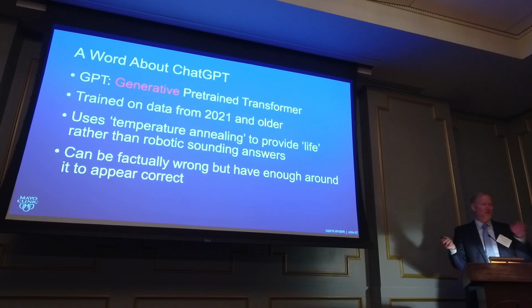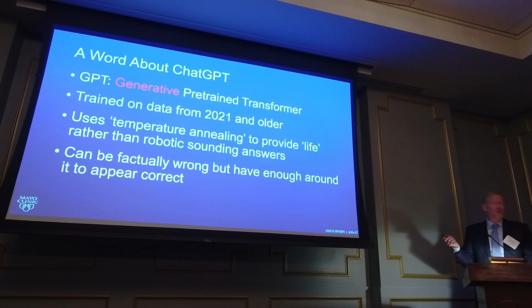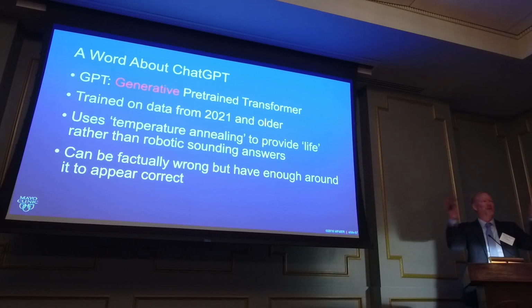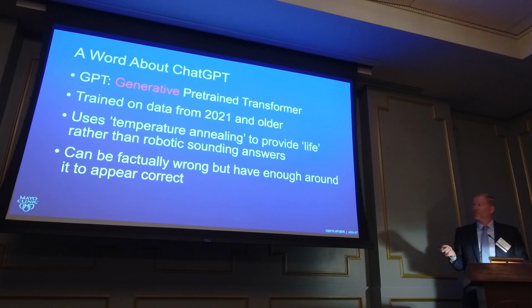So that's where you can actually control. If you want a purely robotic type report, you would put temperature annealing to zero. And if you want something that's really all over the place, you would put it much higher.